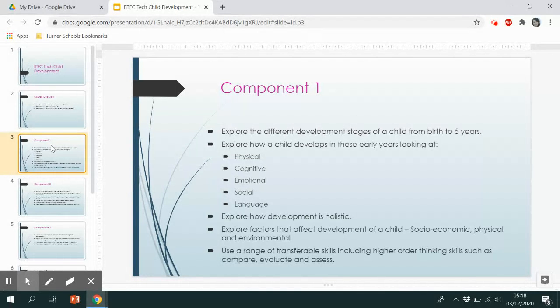Finally, in this unit of work, as we do in most units of work, we use a range of transferable skills, including higher order thinking, such as comparing, evaluating, and assessing.